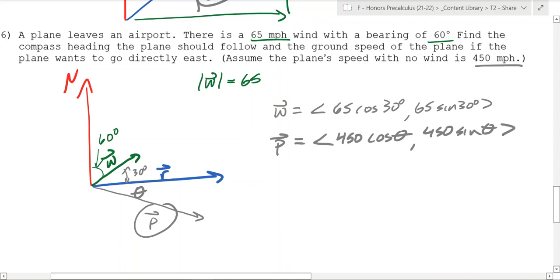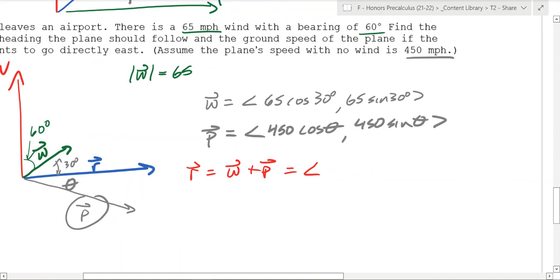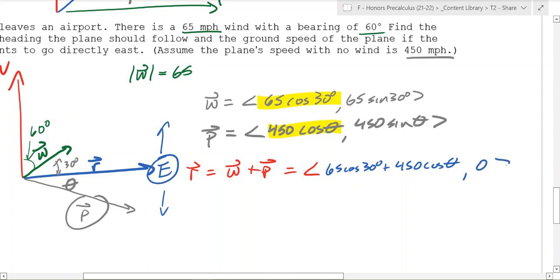Now, we have another one, which is the resultant vector. The resultant vector is going to be this vector plus this vector. You add the two together. And the key thing is that if you add these first two things together, you end up with 65 cosine 30 degrees plus 450 cosine theta right there. And since it's going straight east, east means it's not going up or down, so it's going to be comma 0.